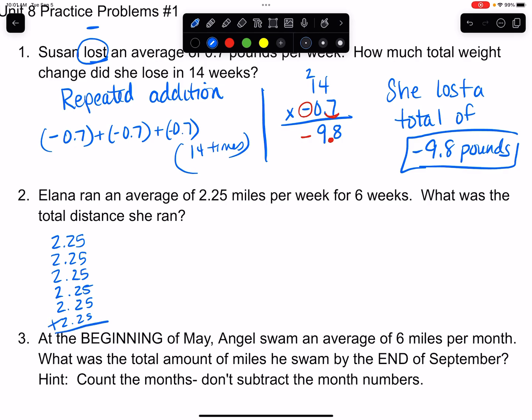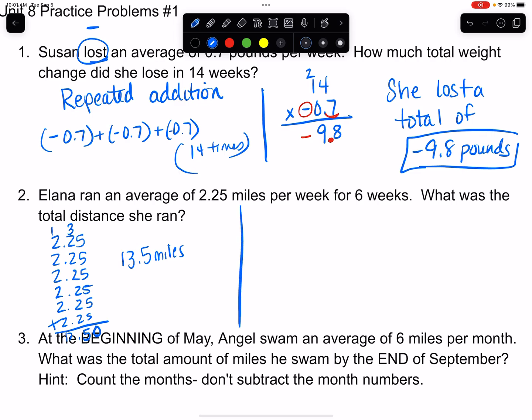1, 2, 3, 4, 5, 6. So that would be a 0, carry the 3. 1, 2, 3, 4, 5, 6. That's 12, 13, 14, 15. Carry the 1. 2, 4, 6, 8, 10, 12, 13. So this one gets 13.5 miles.